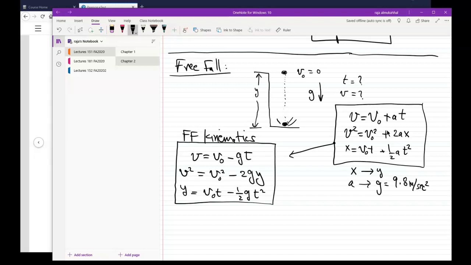Okay. So now I want to answer the question that we just posed, and that is, what is the time of flight of the object? How long did it take the object to fall to the ground? And what is the velocity of the object just before it hit the ground? Okay, so let me start with the second one, which is, what is the velocity of the object just before it hit the ground? Let's assume that the height is equal to, let's say, 10 meters.